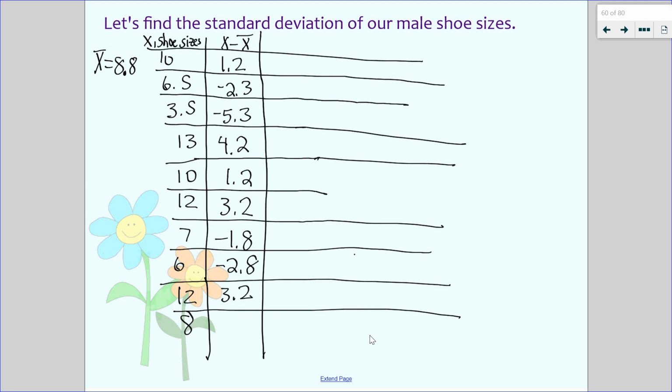So again, it's the value minus 8.8. So if you're below the mean, it's going to be negative. If you're above the mean, it's going to be positive. So I want to make sure everyone's copying this down.